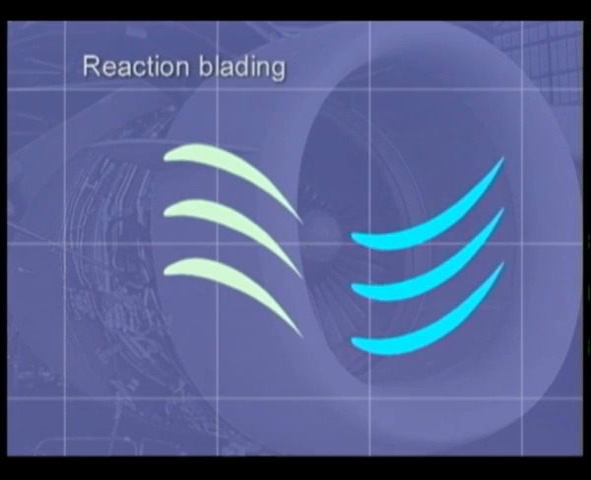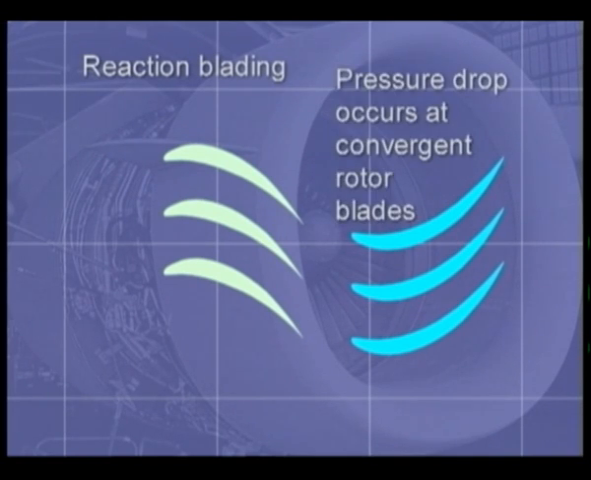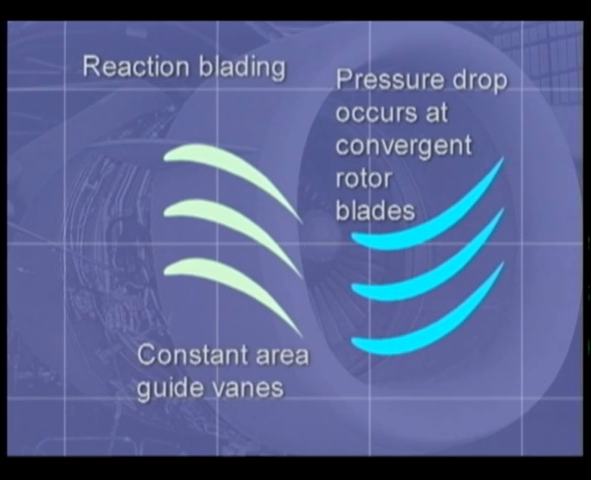In a reaction turbine, exactly the opposite takes place. The entire pressure drop takes place between the rotor blades, which have convergent passages. The nozzle guide vanes do no more than guide the flow to the rotors. The turbine is driven by the reaction force resulting from the accelerating gas through the convergent blade passages.